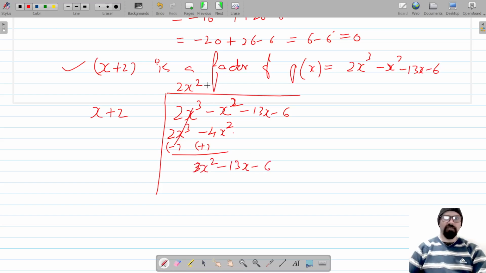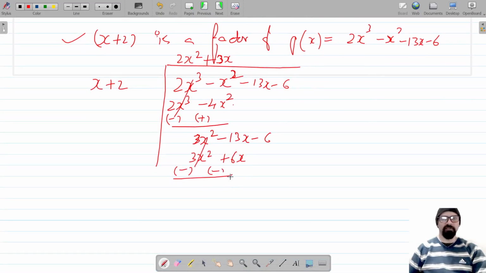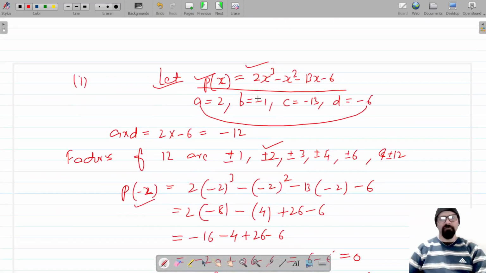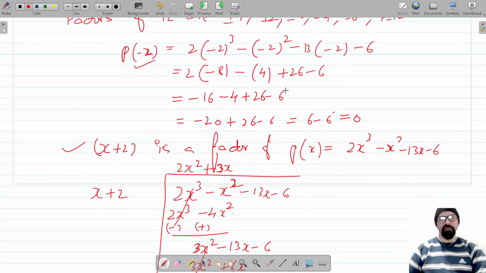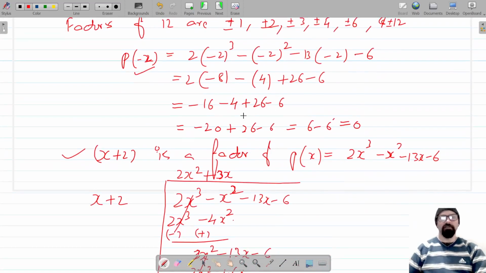Okay, we get 3x when you multiply this with 3x. So this is now 3x squared plus 6x. Negative negative, this gets cancelled, minus 13x minus 6x. Okay, this is plus 6x. This should be okay. So our polynomial was 2x cubed minus x squared minus 13x minus 6.